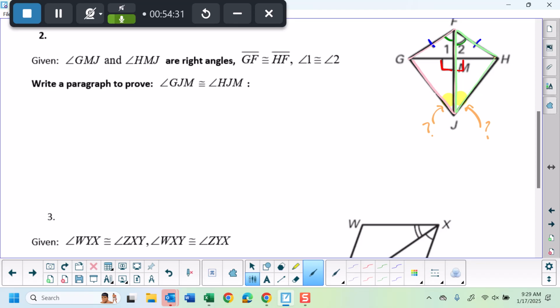So writing a paragraph proof is telling a story. So start with the sentence, we are given. And truth be told, if you don't use the given, you don't have to list it. So if I don't wanna say that those are right angles, that's fine, because I can go ahead and get these two angles congruent to each other, because the triangles are congruent through side angle side, and then CPCTC gives me my angles. But however you see it, you go for it.